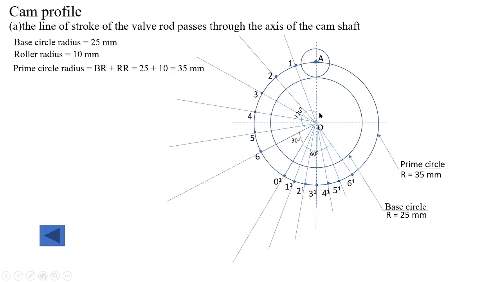Okay. While constructing the cam profile, we follow the principle of kinematic inversion. According to the principle of kinematic inversion, we assume the cam is stationary and the follower is rotating around the cam profile. In this case, the outstroke of 120 degrees is divided into 6 equal parts. So each division represents 20 degree of cam rotation.